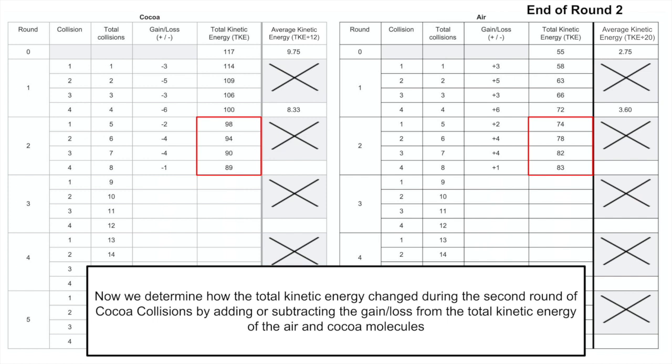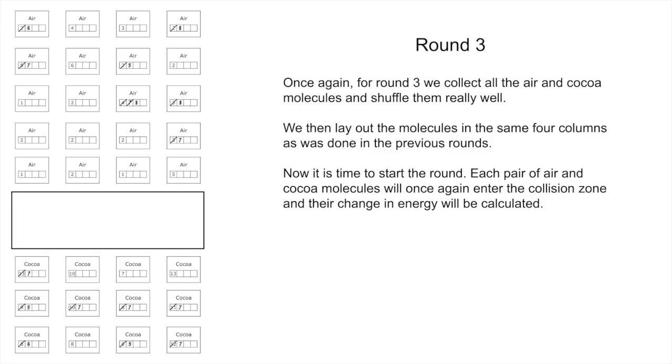If we add and subtract these gains and losses from the total kinetic energy, we see that the air ended round 2 with a total kinetic energy of 83, while the cocoa ended the round with a total kinetic energy of 89. Be sure that you fill out all the gains and losses and total kinetic energy values in your table. Also, it will be up to you to calculate the average kinetic energy in the cocoa and air molecules.